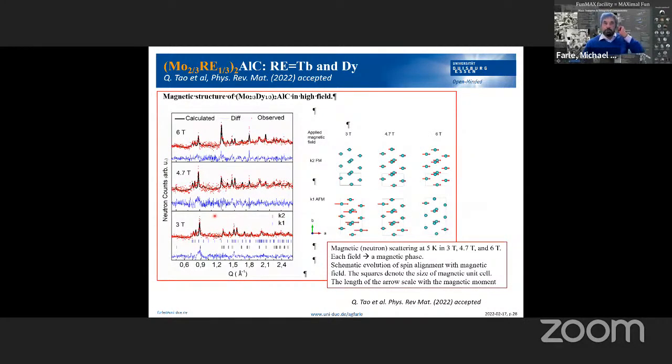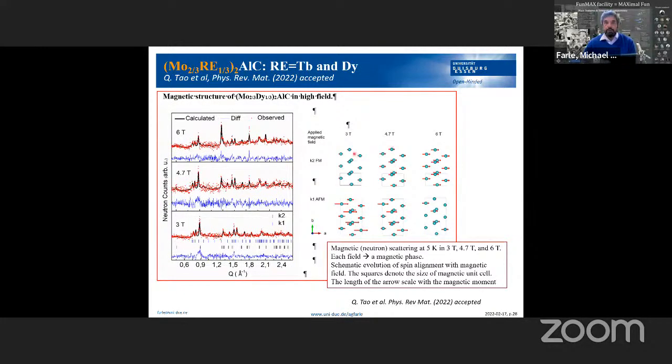Now, with neutron diffraction, our colleagues found out, and I will make it short here, that as a function of applied magnetic field, you see here 3 Tesla, 4.7 Tesla, 6 Tesla, and here you see the position of the atoms, and maybe you can recognize the little arrows in there. So you see that the crystal lattice cell structure changes a little bit.